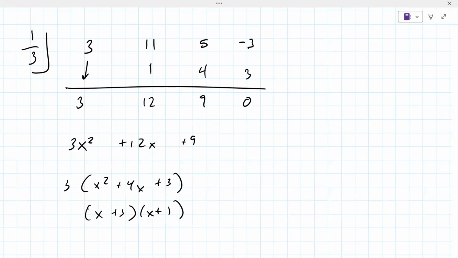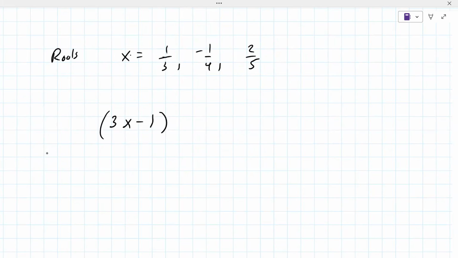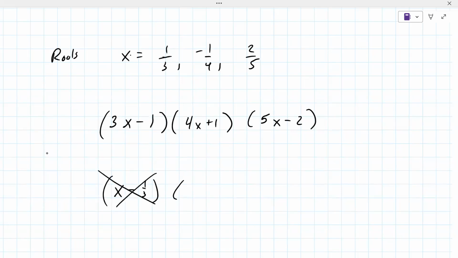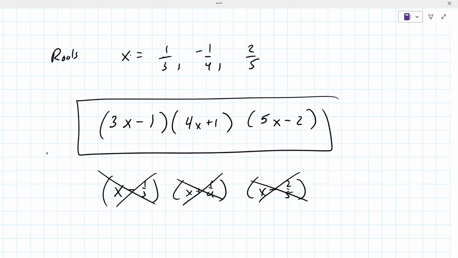All right, I got 3 and then x plus 1 and x plus 3. Right. So one little thing here on writing roots: let's say I tell you that the roots are 1/3, -1/4, and 2/5. Here's how you write them. You would write them as 3x minus 1, 4x plus 1, and 5x minus 2. What you don't do, and I don't know if your teacher covered this, is write x minus 1/3, x plus 1/4, or x minus 2/5. It has to be in this form here.